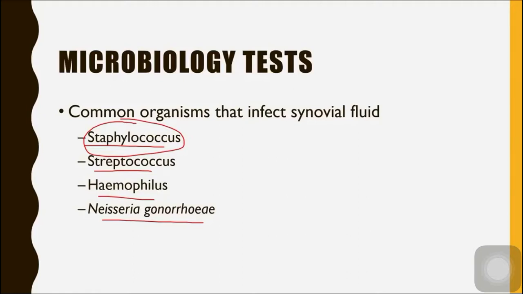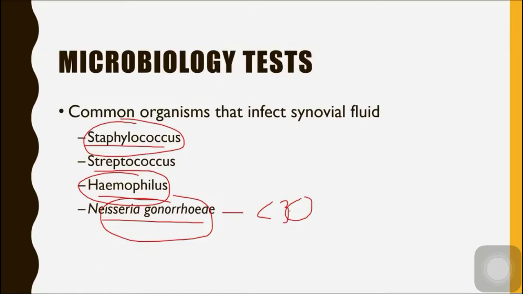How about in patients who are less than 2 years old or in children? The most common cause of joint infections in patients who are less than 2 years old or in children is actually Haemophilus influenzae. How about Neisseria gonorrhoeae? Neisseria gonorrhoeae actually has a predilection among patients who are less than 30 years old.